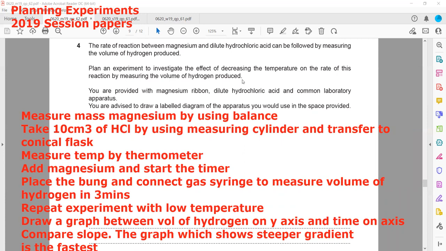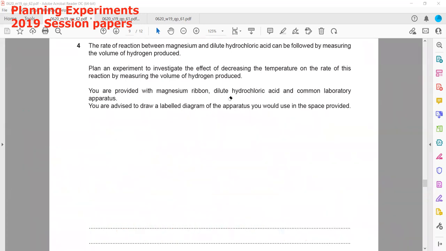So take 10 cm cube of hydrochloric acid using a measuring cylinder, transfer to a conical flask, then measure the temperature by thermometer, add magnesium and start the timer. Then place a bung, connect the gas syringe and record how much gas is given off in 3 minutes. Then we can sketch a graph, change the temperature, sketch a graph, and compare the gradient or slope. The one which is steeper means a faster reaction. So this was from the Feb/March 2019 paper.